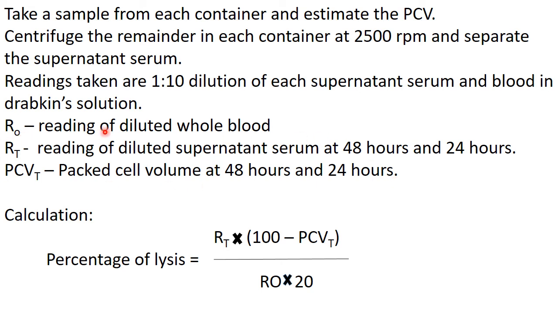R0 is the reading of diluted whole blood. RT is the reading of diluted supernatant serum at 48 hours and at 24 hours, and PCVT is the packed cell volume at 48 hours and 24 hours. Calculation. The percentage of hemolysis is calculated by this formula: RT × 100 − PCVT divided by R0 × 20.